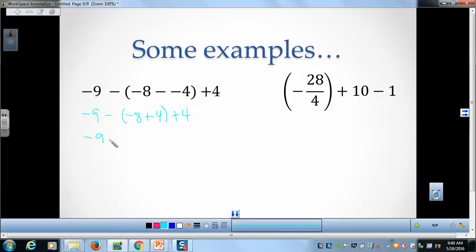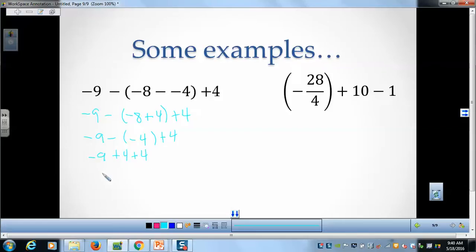So I have negative 9 minus, and then I have negative 8 plus 4, which is negative 4, and then a positive 4. Now once again, I see this double sign here. So I'm going to go ahead and change this. So this is negative 9 and then plus 4 plus 4. Now, all I have is addition. I can just work left to right.